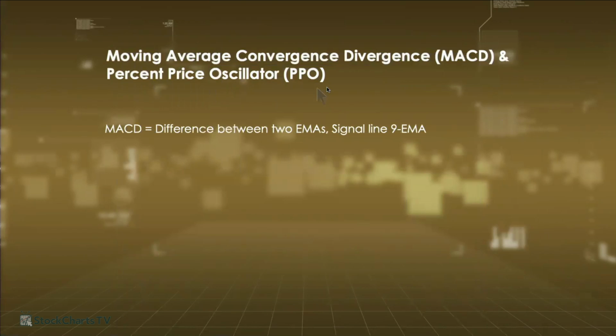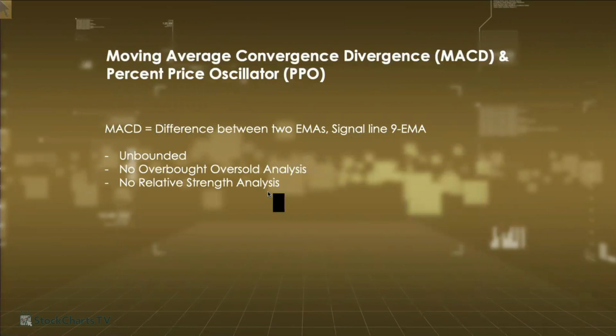Moving average convergence divergence, and the PPO. These really are totally related. The MACD is the difference simply between two EMAs with a signal line of the 9-day EMA of those differences. It is unbounded. The MACD is unbounded, so you really can't do your overbought, oversold analysis. There's no relative strength analysis that you can do. You can't compare one MACD value to another MACD value.